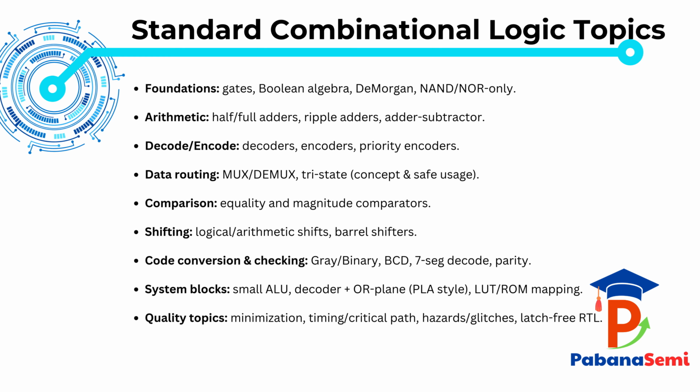We also study comparison circuits like equality and magnitude comparators, followed by shifting circuits including logical and arithmetic shifts and barrel shifters. Next, we handle code conversion and checking, such as gray to binary, BCD, 7-segment decoding, and parity. Finally, we look at system-level blocks like a small ALU, decoder plus OR plane structures, and LUT or ROM mapping. Throughout all topics, we also focus on quality aspects like logic minimization, timing and critical paths, hazards and glitches, and latch-free RTL design.